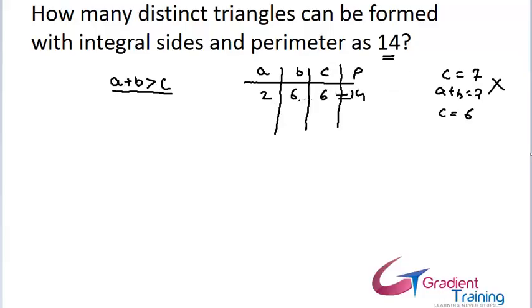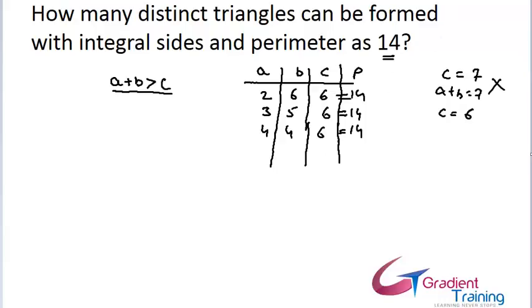So 2, 6, 6 is a possible combination. 3, 5, 6 is also a possible combination. Remember 6 is constant for C and we are only changing A and B, so that the sum of A and B results in 8. And 4 and 4 also results in 8, and 4 plus 4 plus 6 is 14. So all these sums result in 14. So with the longest side being 6, we have got 3 triangles.